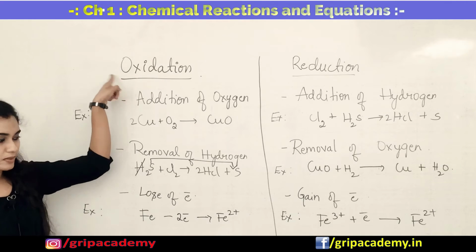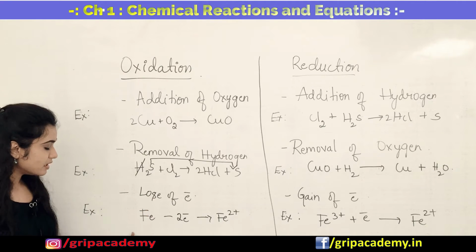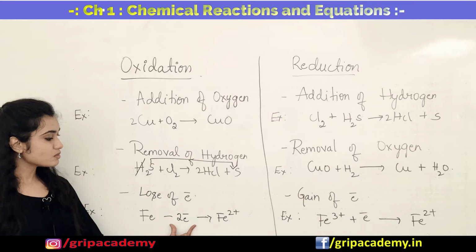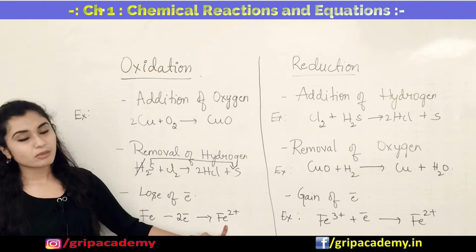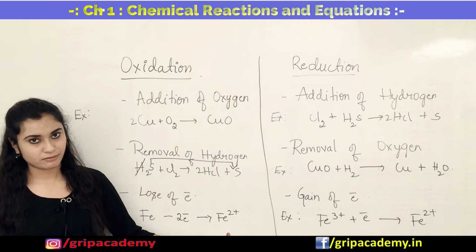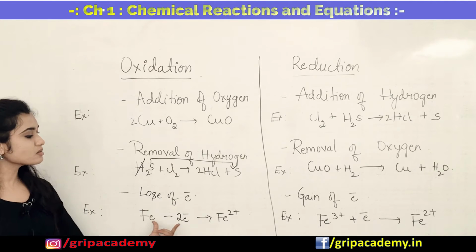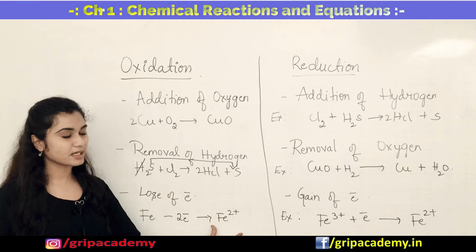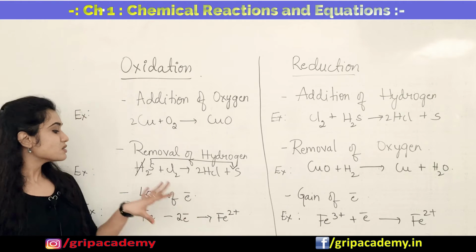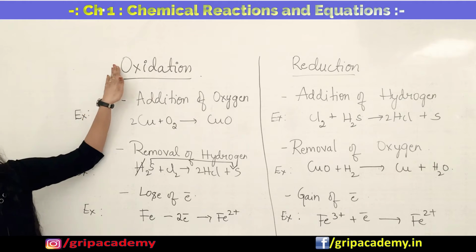And next, in this example, if you see iron, when it is losing its 2 electrons, it is converting into its ionic form. So here there is a loss of electrons. This iron is losing 2 electrons, hence it is converting to its ionic form. Okay, so this also you can call an oxidation.